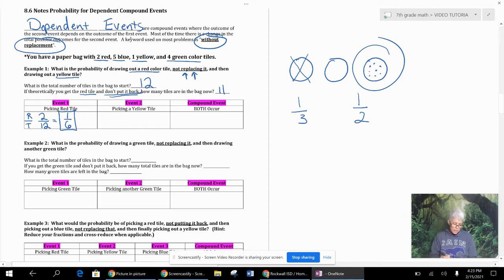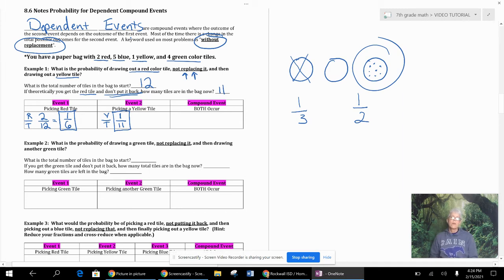Now, the next one is yellow tile out of the total. I've got how many yellow? 1 yellow. And the total number in the bag is no longer 12, it's 11. So I have 1 out of 11. And I can't simplify that. That's as good as it gets.